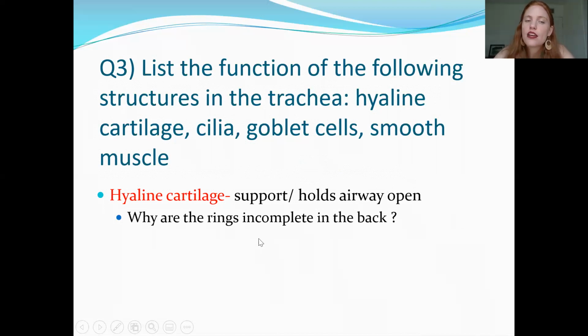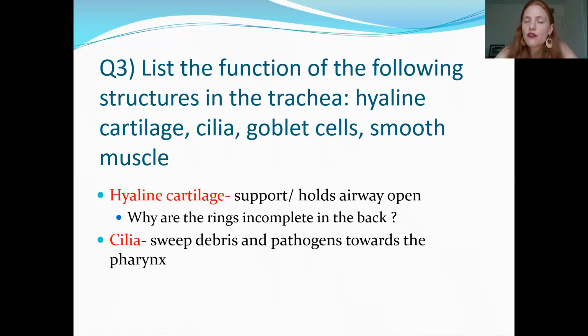And so why are they incomplete in the back? It's not really about the trachea changing in size, it's the esophagus that's right behind the trachea. As the esophagus expands, as the food goes through it, it has somewhere to expand into.